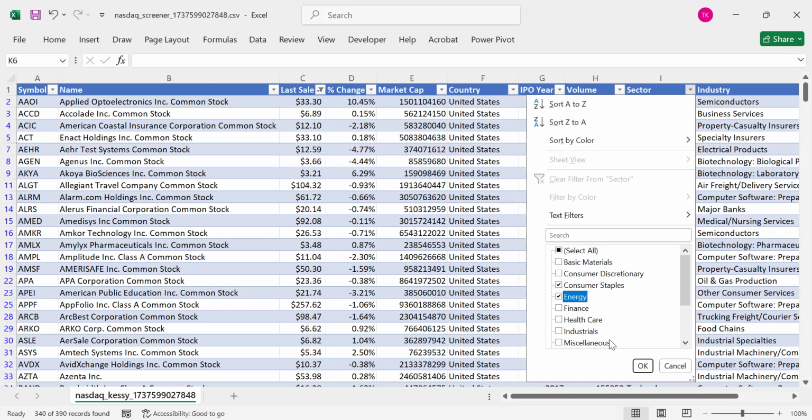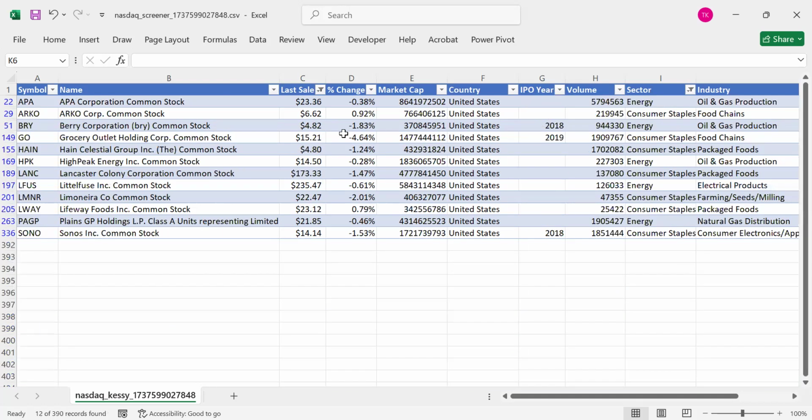Now, let's continue. This is our final shortlisted stock for the week for my clients, my investors, and you, my lovely audience. You can see APA Corporation, Acro, Berry, Grocery, IPIC, Lancaster, Little Foods, Limoneira, Lifeway, Plains, and then Sonoros. You see, this is very important. These are the stocks that I will be looking at. I'll be analyzing them using certain metrics, and then look at the chart to see if they are due and if they are possible for a good and crazy run.